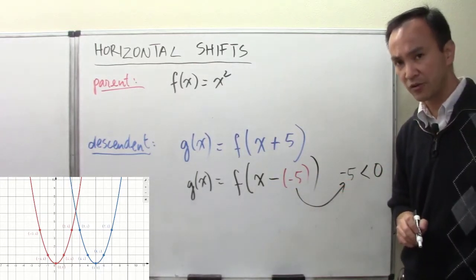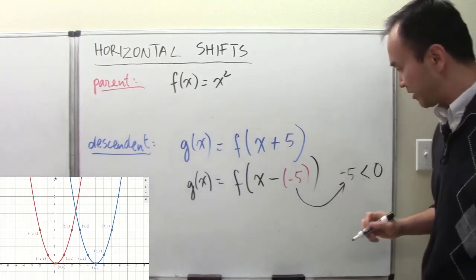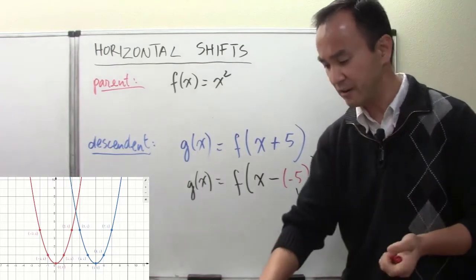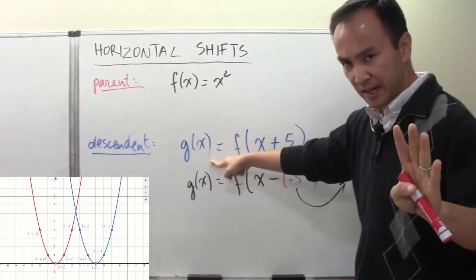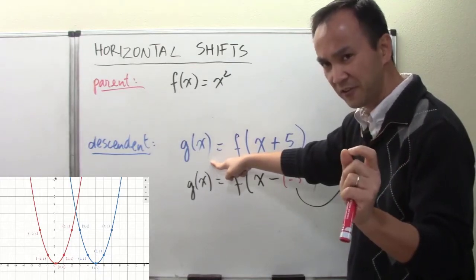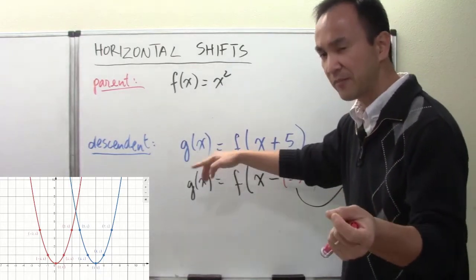Subtracting a negative value. Okay, and so now here's how I'm seeing it. Let's now put the graphs in. I already said this is clearly a descendant function, but we want to see a little more clearly how this descendant function is different from its parent.